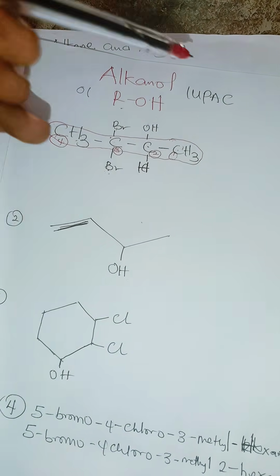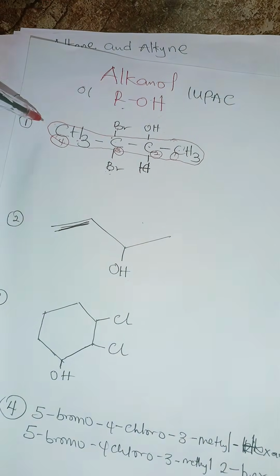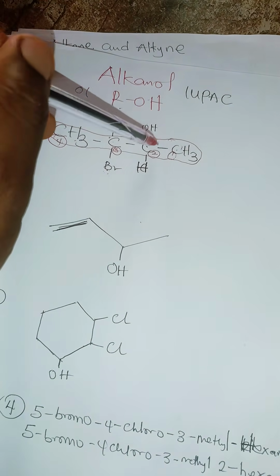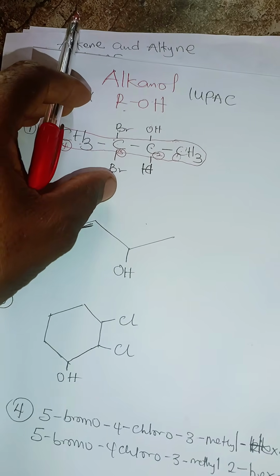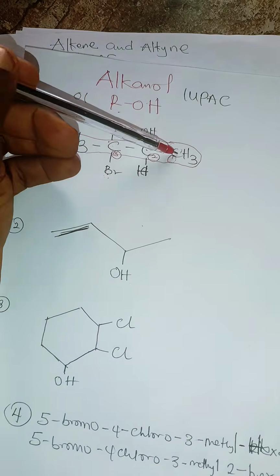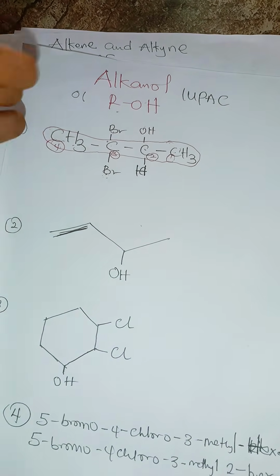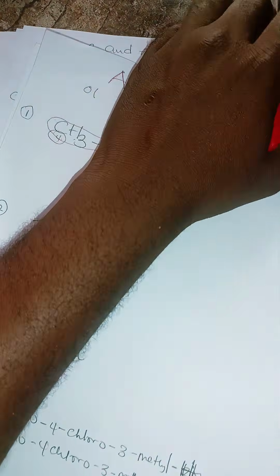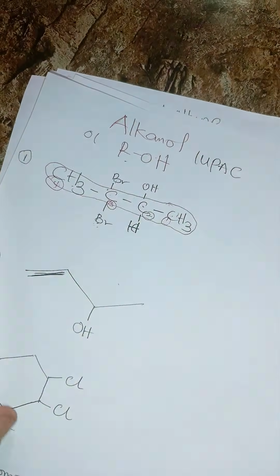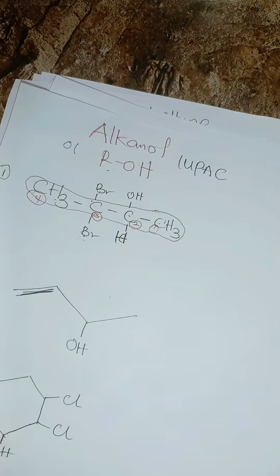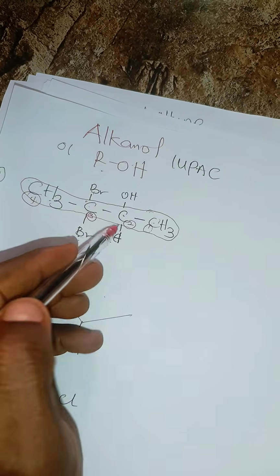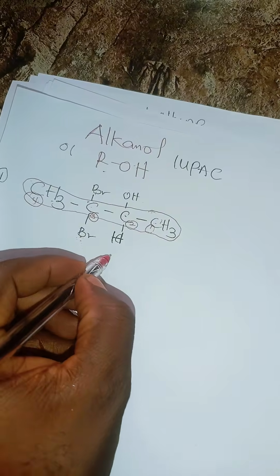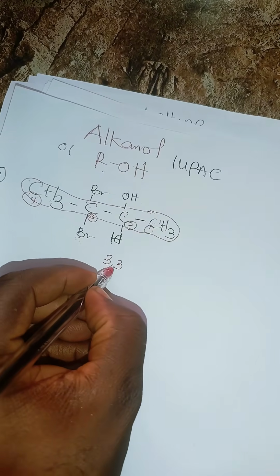Now I'm saying it now that the reason why we are going this way is because I want to ensure that the OH has a smaller number. So if the OH will have a smaller number, I have to go this way. So our OH is in position number 2. So if the OH is in position number 2, how then do we name it? Bromo is in position number 3. That's the two of them is in 3. So I can say what? 3, 3.